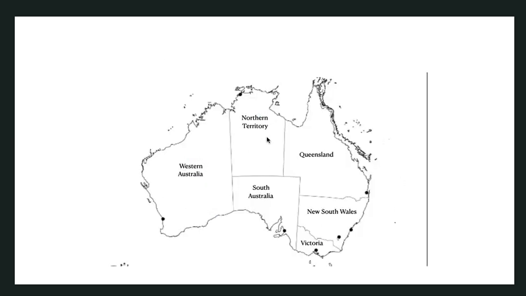And again, we revise this. This is Western Australia, Northern Territory, Queensland. South comes your South Australia and New South Wales, and finally Victoria. Yes, hope that is all fine.